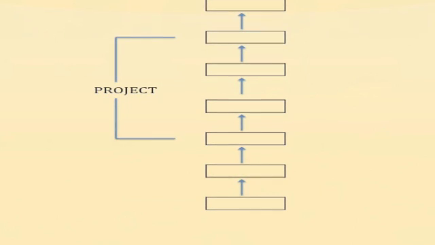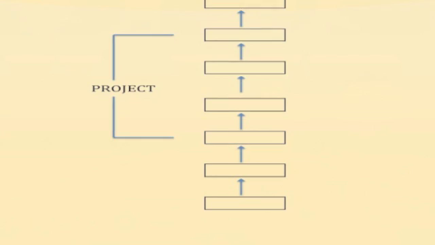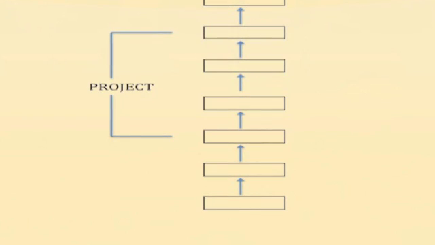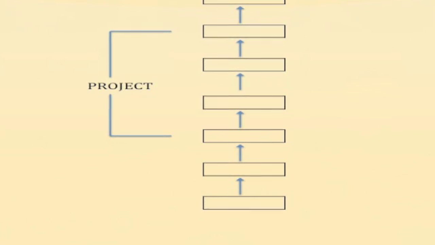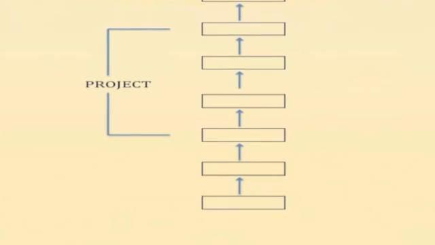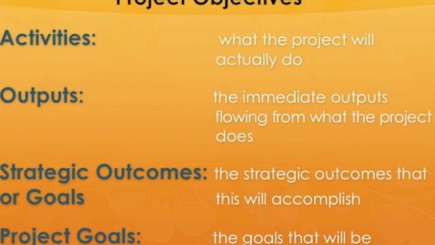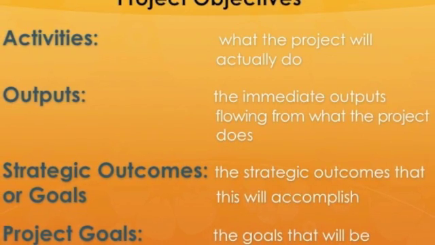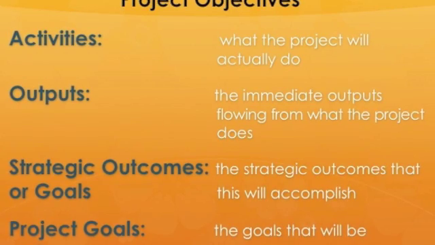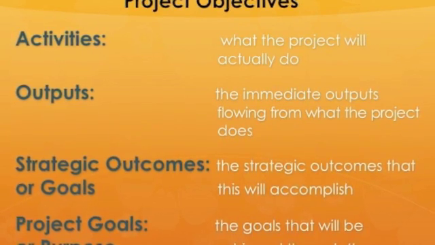At the beginning of the cause-effect sequence, the elements are very detailed. At the top end, they are very broad. A community development project now can usually be summarised in 4 of these logical elements. And we need to choose those 4 which will be most meaningful to project donors and to project managers. The 4 elements will describe what the project will actually do, the immediate outputs flowing from what the project does, the strategic outcomes these outputs will accomplish, and then the goals that will be achieved through these strategic outcomes.